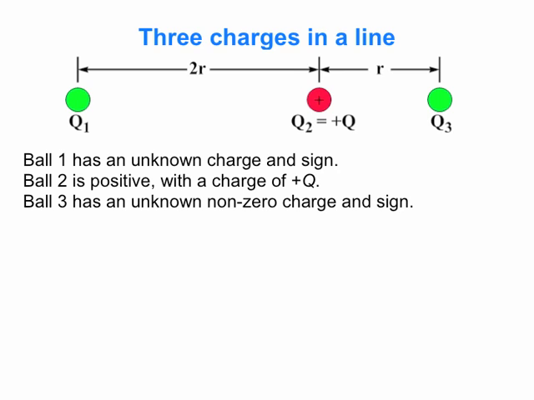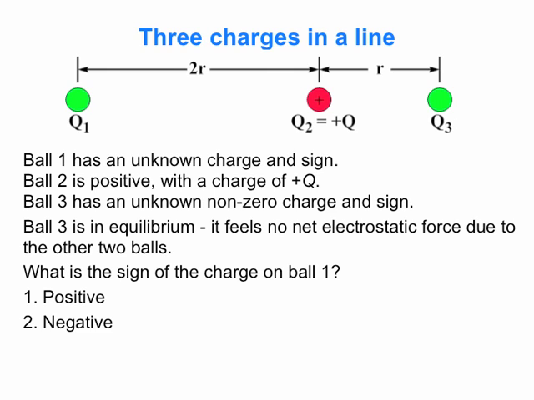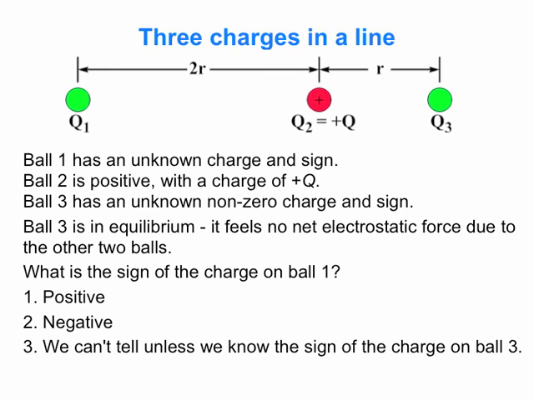We know one more thing. Ball 3 is in equilibrium. It feels no net electrostatic force due to the charges on the other two balls. Knowing this, what can you say about the sign of the charge on ball 1, the one all the way to the left? It's ball number 3, the one all the way to the right, that feels no net force. Okay, so here's some possible answers. The sign of the charge on ball 1 is positive, negative, or 3. We cannot tell unless we know the sign of the charge on ball 3. So you have to think the best answer is to that.